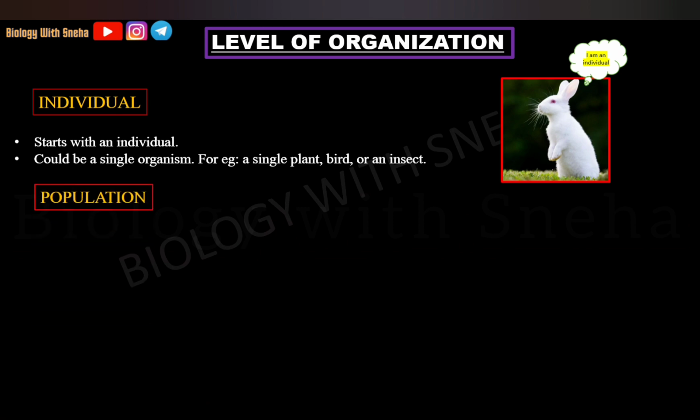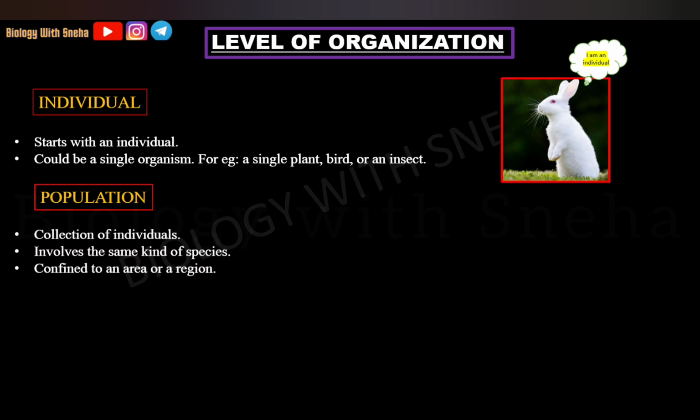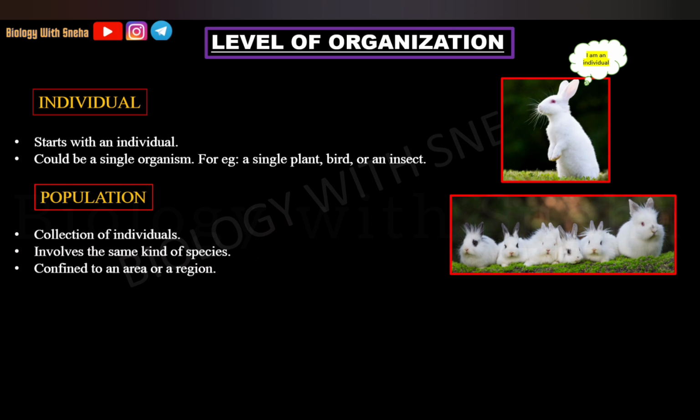Further, we have something called population. Populations are collections of individuals of the same kind of species, right? They are usually confined to a very particular region or area. Now, when we look at this picture, we can see that there is only one kind of species here, which is a rabbit, but it is a group that is present, right? So here we can say that this is a population of rabbits because it involves the same kind of rabbits all put together within a particular region.